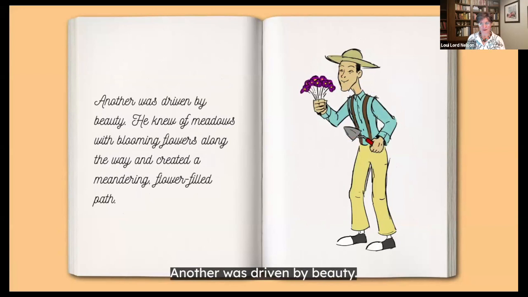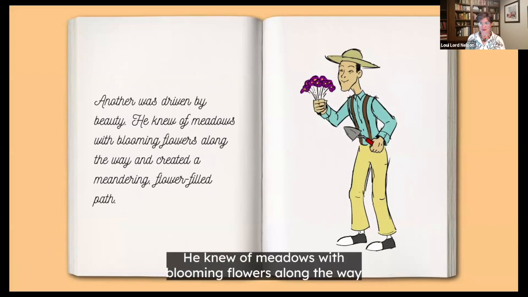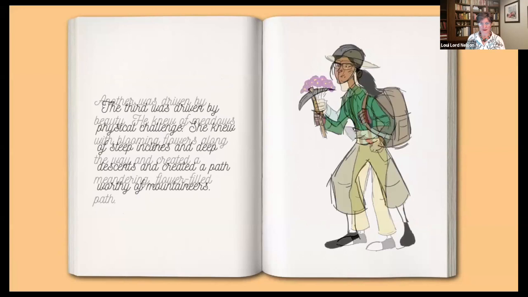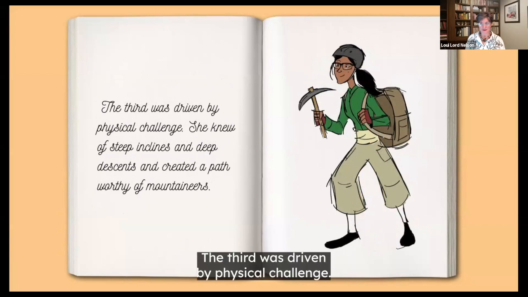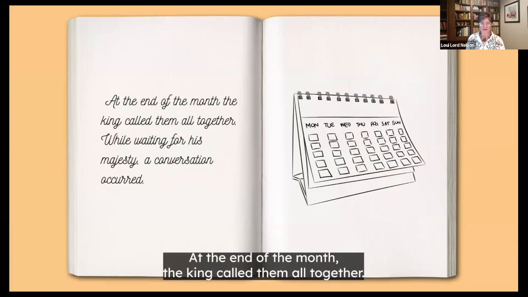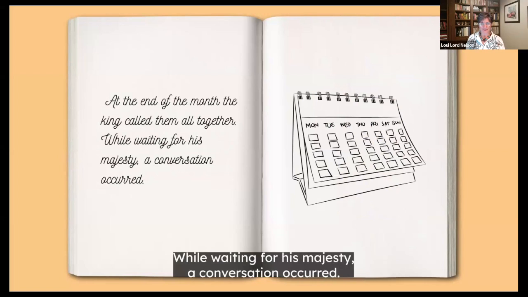Another was driven by beauty. He knew of meadows with blooming flowers along the way and created a meandering, flower-filled path. The third was driven by physical challenge. She knew of steep inclines and deep descents and created a path worthy of mountaineers. At the end of the month, the king called them all together. While waiting for His Majesty, a conversation occurred.